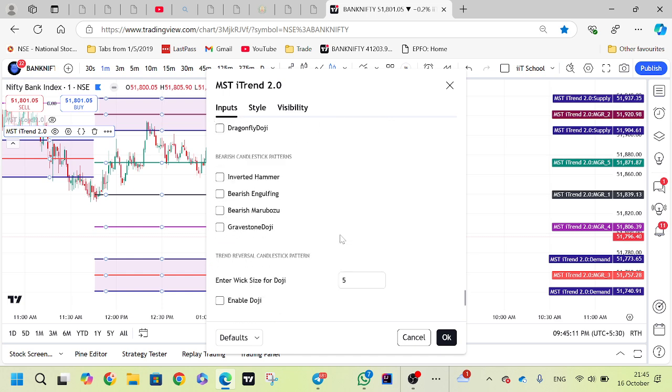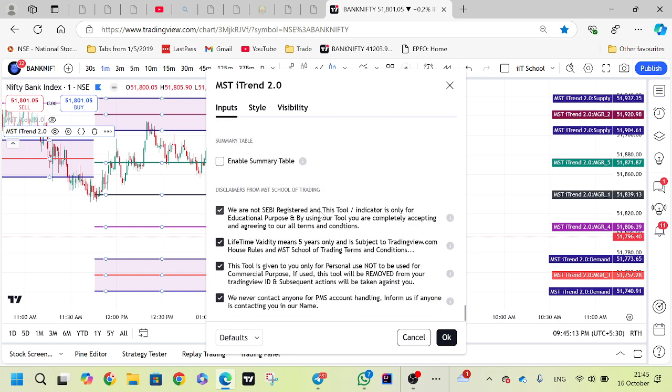See here at the bottom you can see we are not SEBI registered, and this tool or indicator is only for educational purpose, and by using our tool you are completely accepting and agreeing to all our terms and conditions. Lifetime validity means 5 years only and is subject to trading.com house rules and Nifty School of Trading terms and conditions.